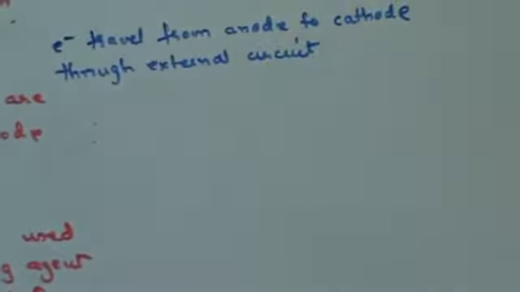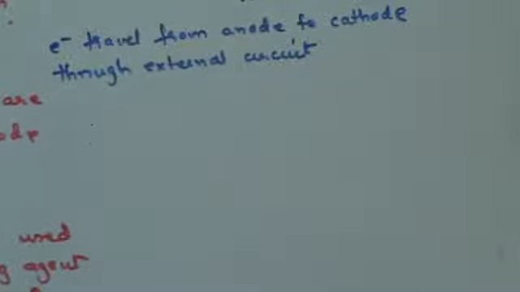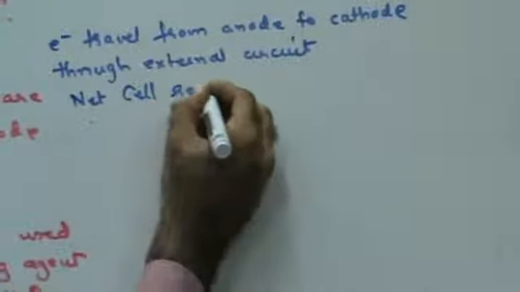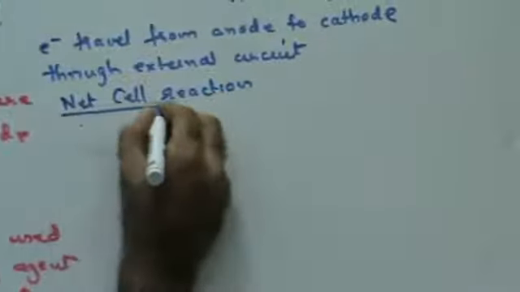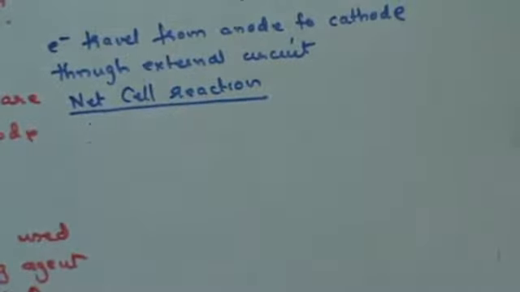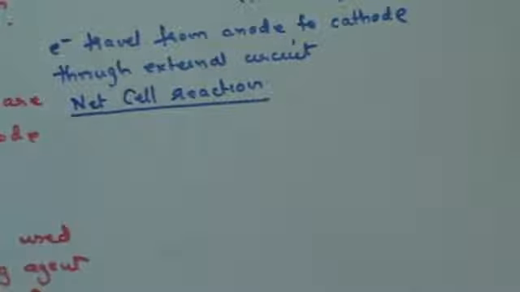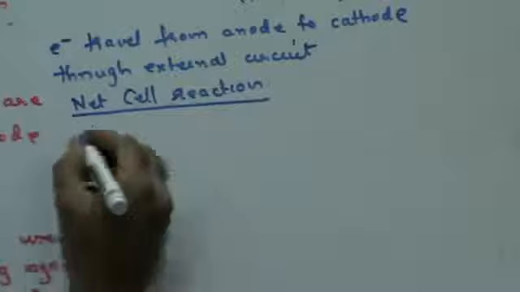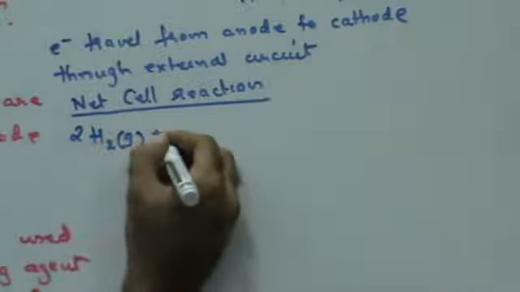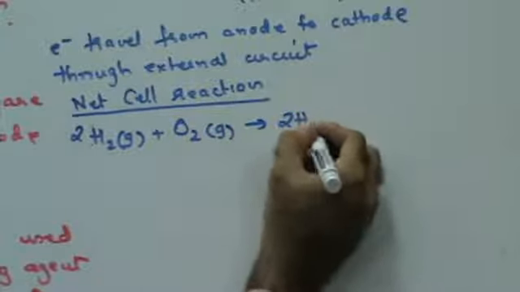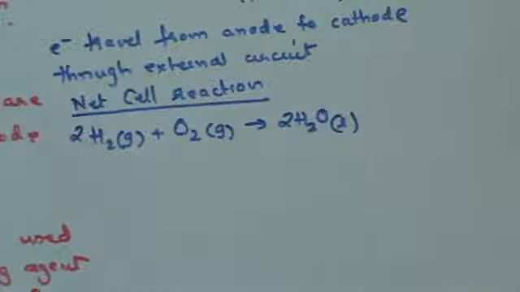Now, in that case, once I know my anode reaction and my cathode reaction, I can find out my net cell reaction. The net cell reaction is going to be hydrogen gas plus oxygen gas. See, there are four hydroxyl ions on the reactant and product side that will get cancelled. So you'll have two hydrogen gas combined with oxygen gas to give you water molecules. 4 and 2, so it will give you 2 water molecules.